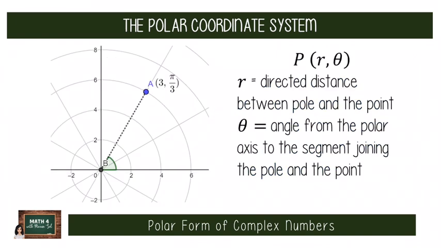Every point may be assigned polar coordinates r, theta. R is the directed distance between the pole and the point, and theta is the angle from the polar axis to the segment joining the pole and the point. In this example, A is assigned the polar coordinates 3 and pi over 3. That means that the distance between the pole and the point is 3 units, and it takes pi over 3 radians to reach the segment joining the pole and the point from the polar axis.